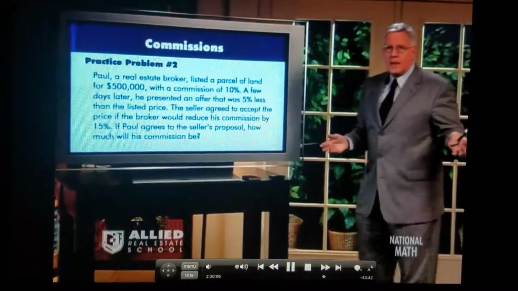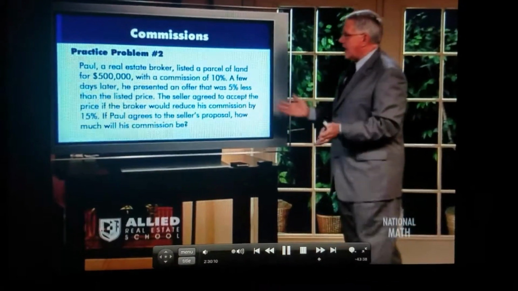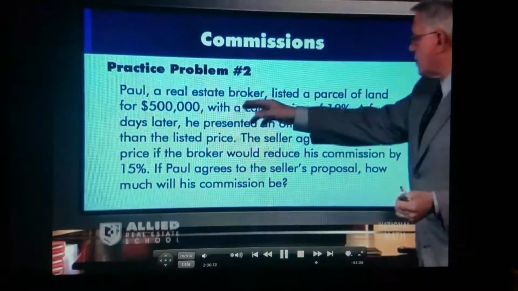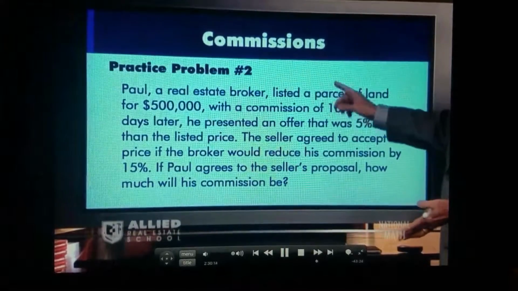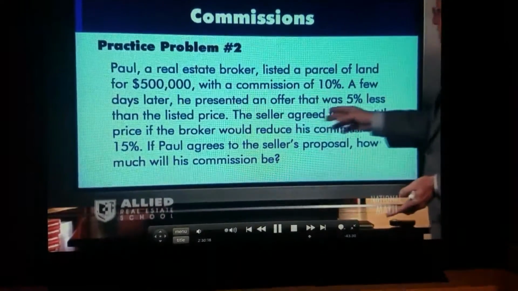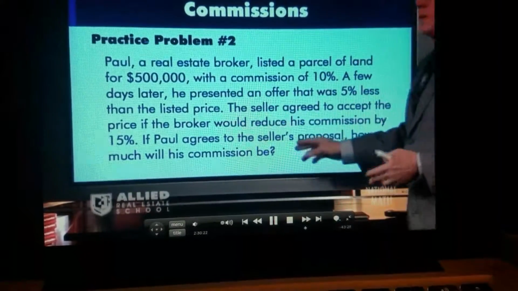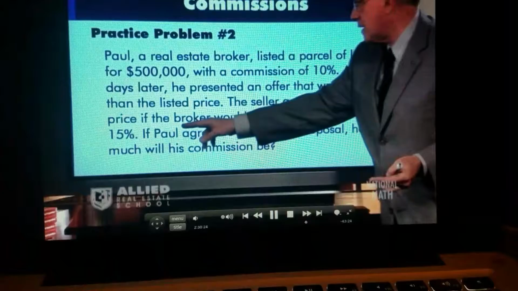Again, what's the problem asking? How much is Paul's commission? Let's look at it one more time, a little more quickly. Paul, a real estate broker, listed a parcel of land for $500,000 with a commission of 10%. A few days later, he presented an offer that was 5% less. The seller agreed to accept the price if the broker would reduce his commission by 15%.